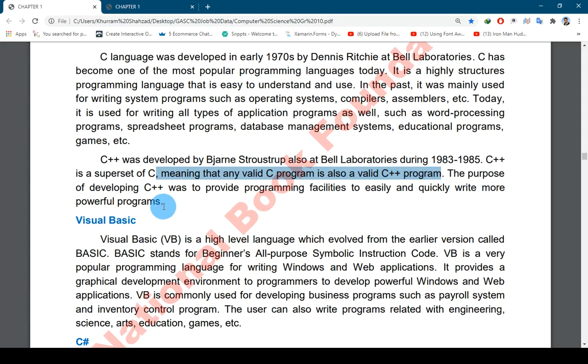The purpose of developing C++ was to provide programming facilities to easily and quickly write more powerful programs which are based on the object oriented technique. C++ is a very famous object oriented programming language.